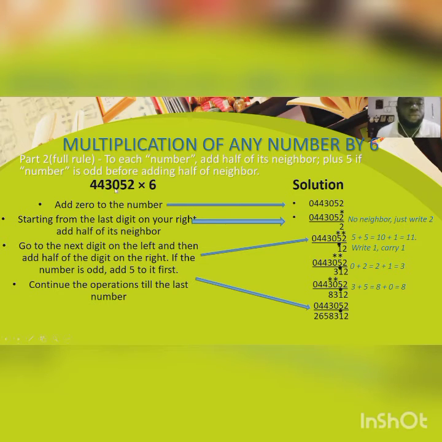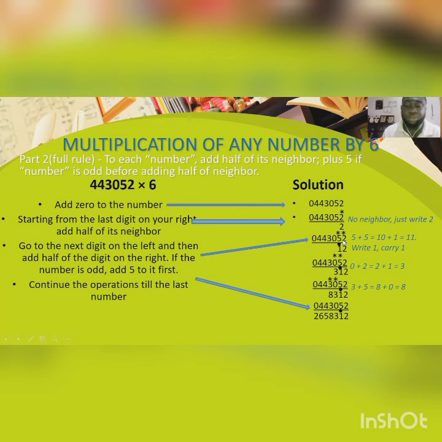For example, we have 443,052 multiplied by 6. The first step, as always, add 0 to the number. The second step, starting from the last digit on your right, add half of its neighbor. The last digit on your right is 2, no neighbor, so just write 2. The next digit is 5. 5 is an odd number, so we need to add 5 first. 5 plus 5 gives us 10. Now we can add half of its neighbor. The neighbor is 2, so half of 2 is 1. So 10 plus 1 gives us 11. We write 1 and carry 1 to the next digit.